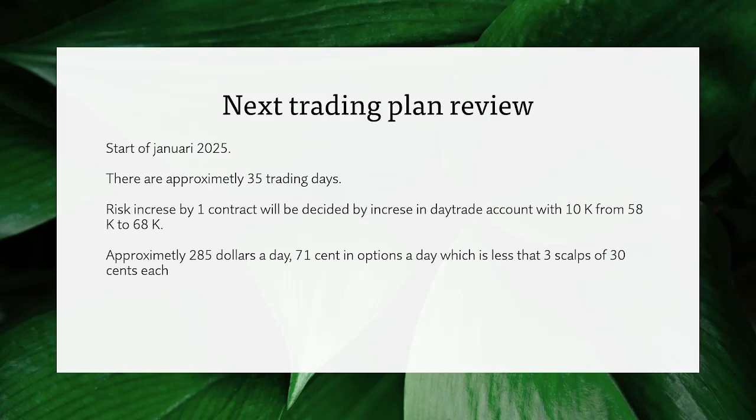And if I manage to increase my account from 58K to 68K, I'm allowed to raise my options size from 4 contracts to 5 contracts. Over these 35 trading days, that approximates to around $285 a day, or 71 cents in options per day. So that was my trading plan.